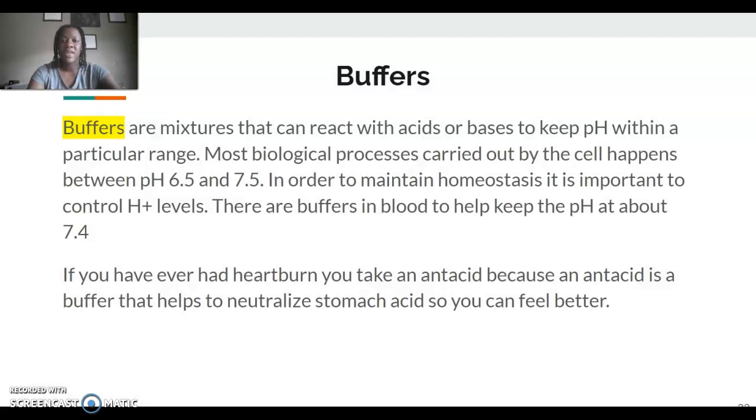Buffers are mixtures that can react with acids or bases to keep a pH within a particular range. Most biological processes carried out by the cell happen between 6.5 and 7.5. So in order to maintain homeostasis, there are buffers in the blood that keep the pH right in the middle there at about 7.4. If you've ever had heartburn, you take an antacid. That's because an antacid is a buffer that helps neutralize the stomach acid so that you can feel better.